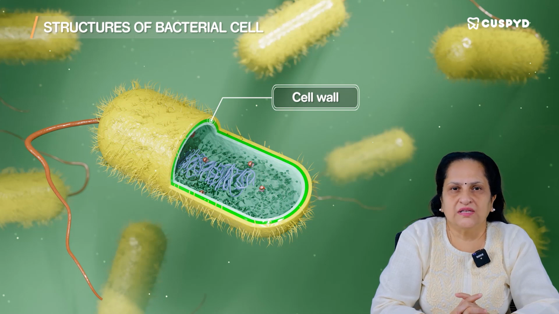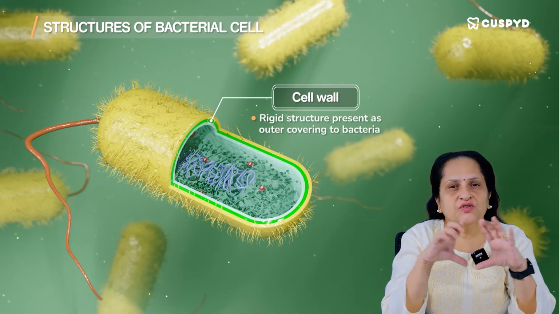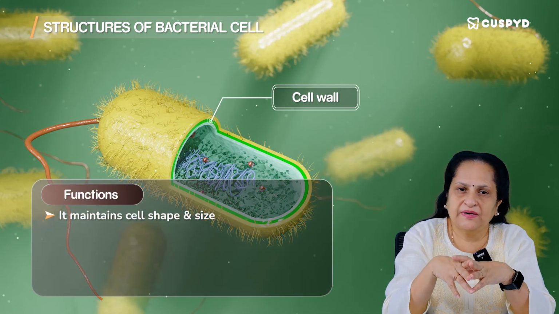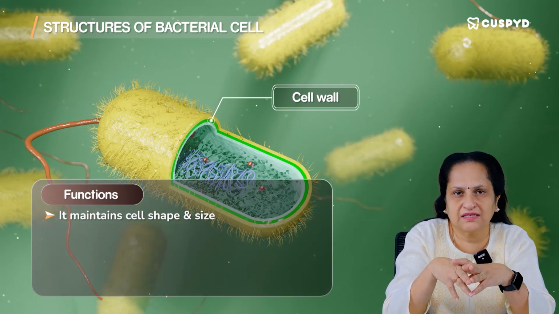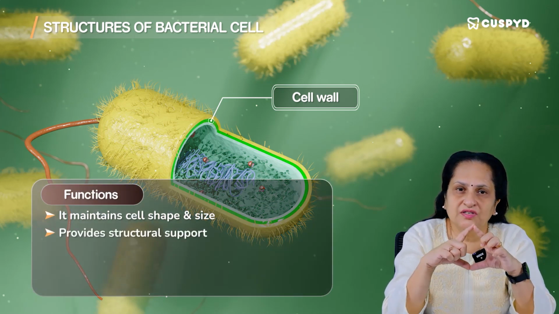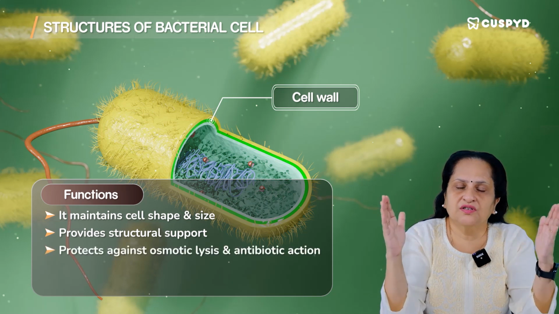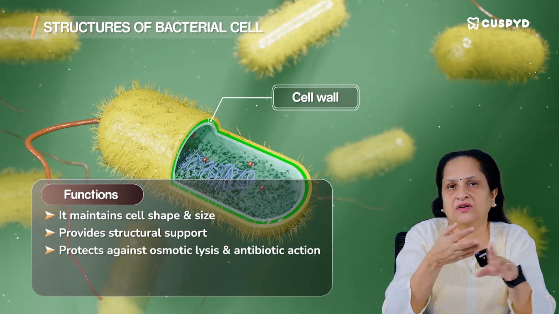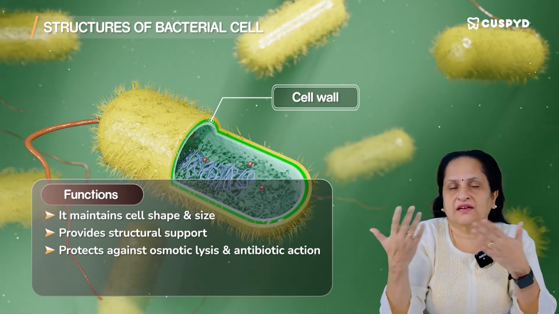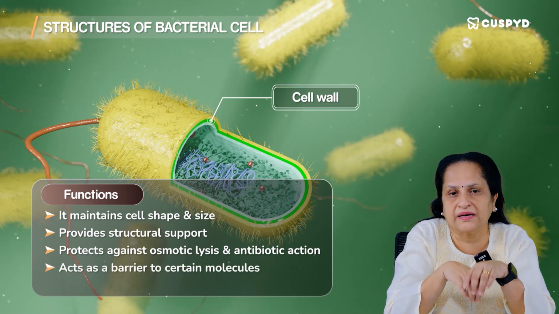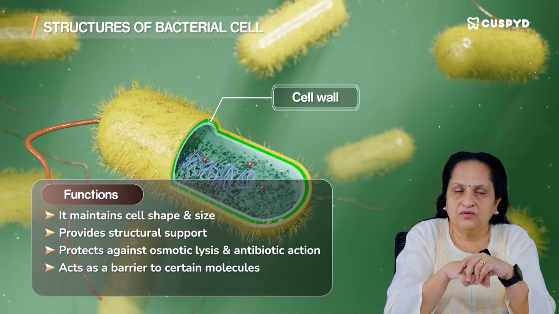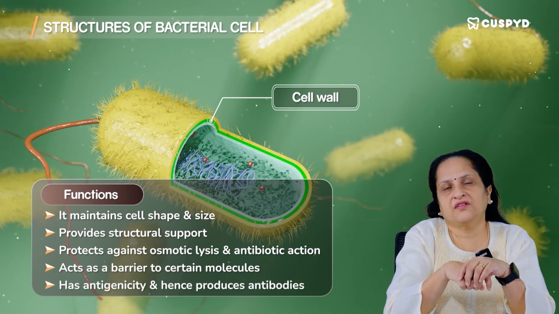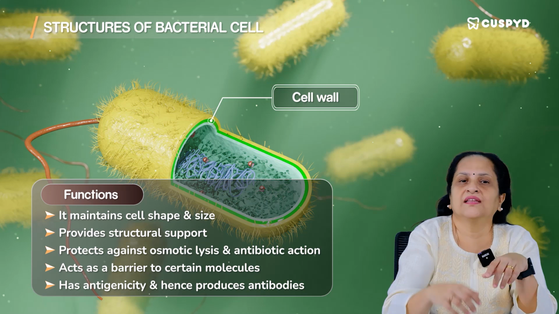What is a cell wall? The cell wall is a very rigid structure which is present all around the bacterial cell. It gives the shape and the size to the bacterial cell. Because it is rigid, it also gives protection from osmotic damage, antibiotics, lysosomes, or any other actions which can affect the bacterial cells. Also, it has a certain antigenicity, so it is capable of producing antibodies in us.